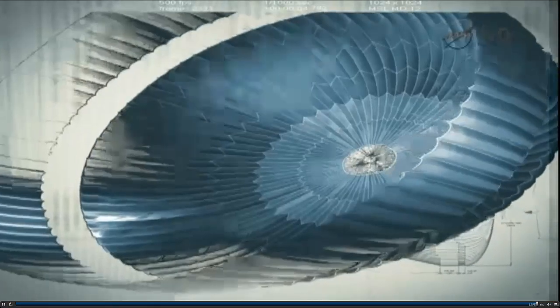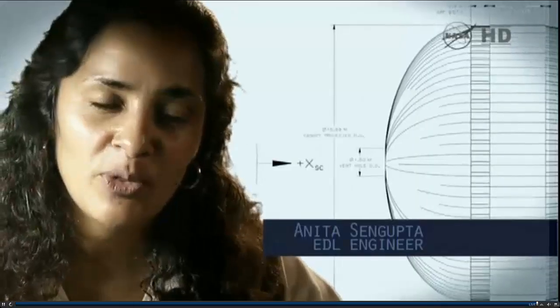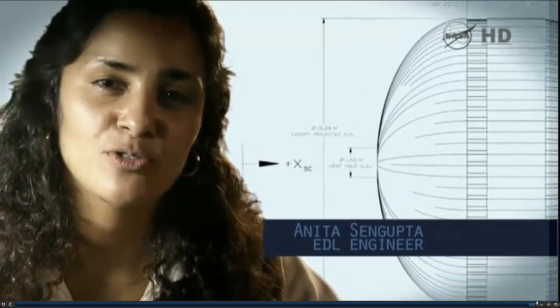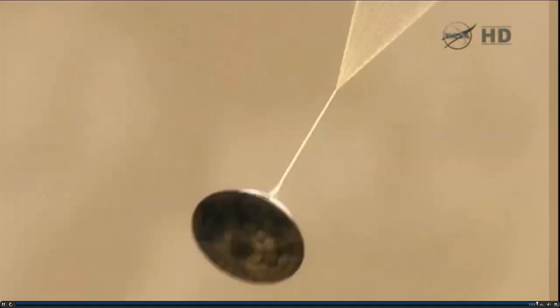The parachute is the largest and strongest supersonic parachute that we've ever built to date. It has to be able to withstand 65,000 pounds of force, even though the parachute itself only weighs about 100 pounds. When it opens up that fast, it's a neck-snapping 9 Gs.